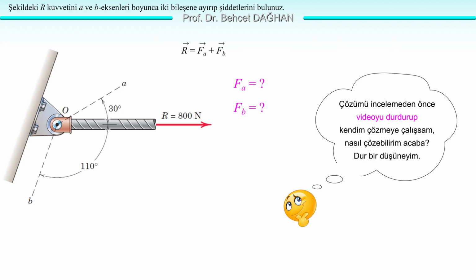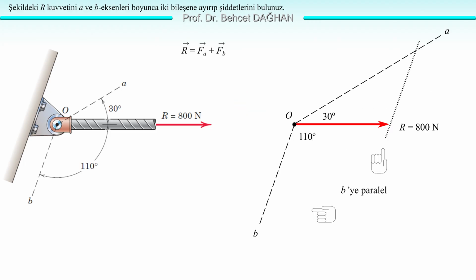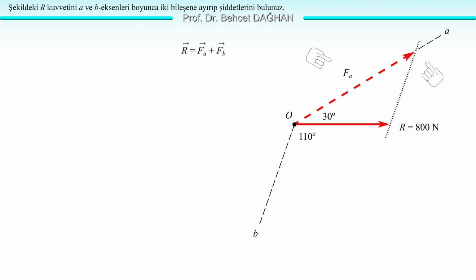To find the magnitudes of these components, we'll draw a figure. We'll create a parallelogram. Let's move the force R to point O, bring its beginning to point O, and draw a line parallel to B from its end. When we draw a parallel to B, the point where it intersects the A-axis is the end point of the A component. Let's draw that component. The starting point is point O, and this intersection point is the end point. Component A is like this.